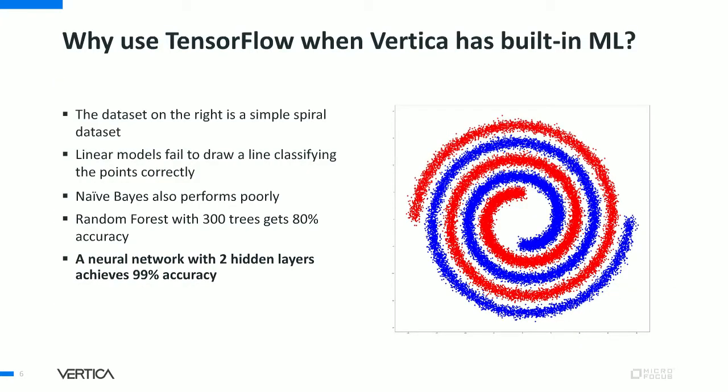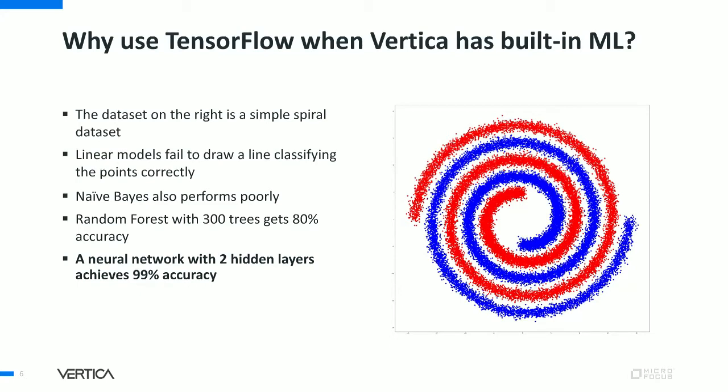So we talked about neural networks and TensorFlow. But the question is, if we already have a lot of built-in machine learning algorithms in Vertica, then why do we need to use TensorFlow? And to answer that question, let's look at this data set. So this is a pretty simple toy data set with 20,000 points, but it simulates a more complex data set with some sort of two different classes, which are not related in a simple way.